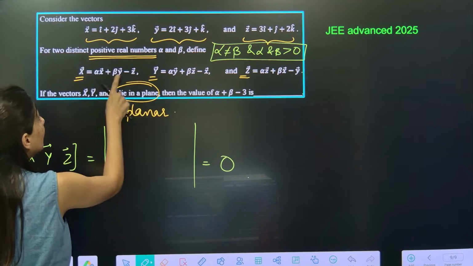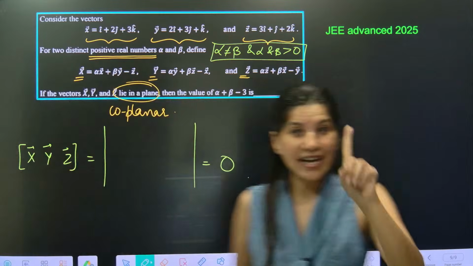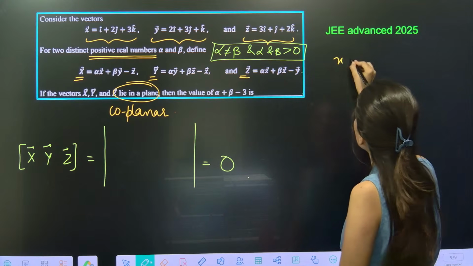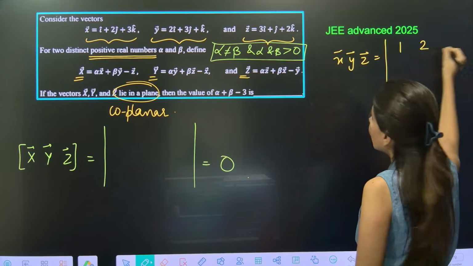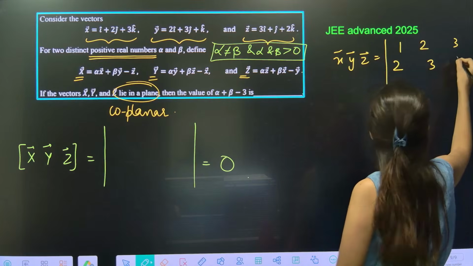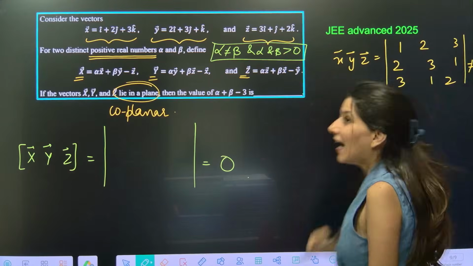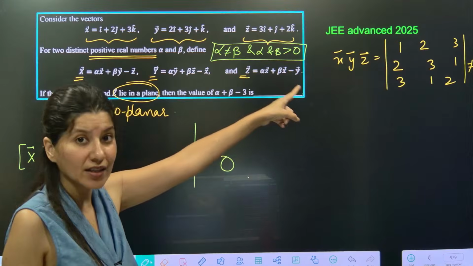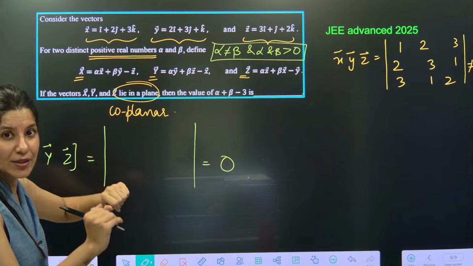Now X, Y and Z are three vectors, and you know what? By the way, x, y and z are non-coplanar vectors. You can check by using the determinant 1, 2, 3, 2, 3, 2, 3, 1, 3, 1, 2. You will realize that the determinant is non-zero. That means x, y, z, the small ones, are non-coplanar. So that's what we want actually.